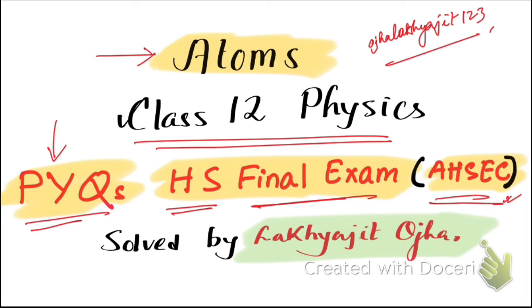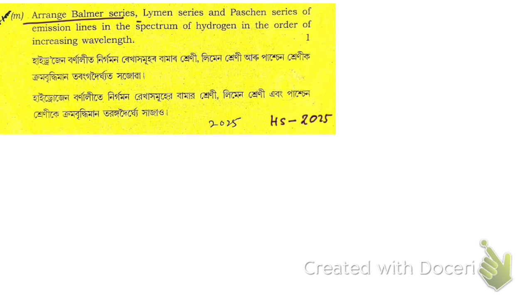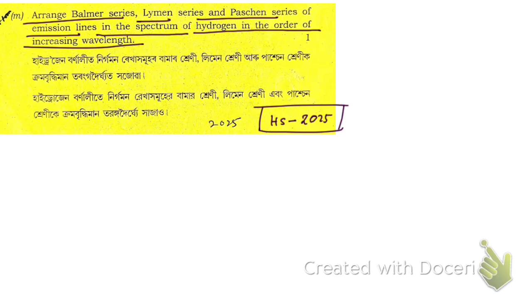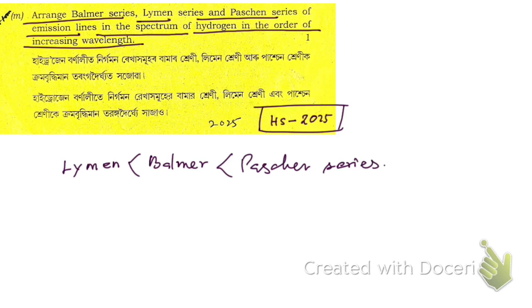So now let's start. Here is the first question. Arrange the Balmer series, Lyman series and Paschen series of emission spectrum of hydrogen in increasing order of wavelength. This was asked in AHS final examination 2025. Let me write the increasing order. First, Lyman series, then Balmer series, then Paschen series. Okay, so this is the order.